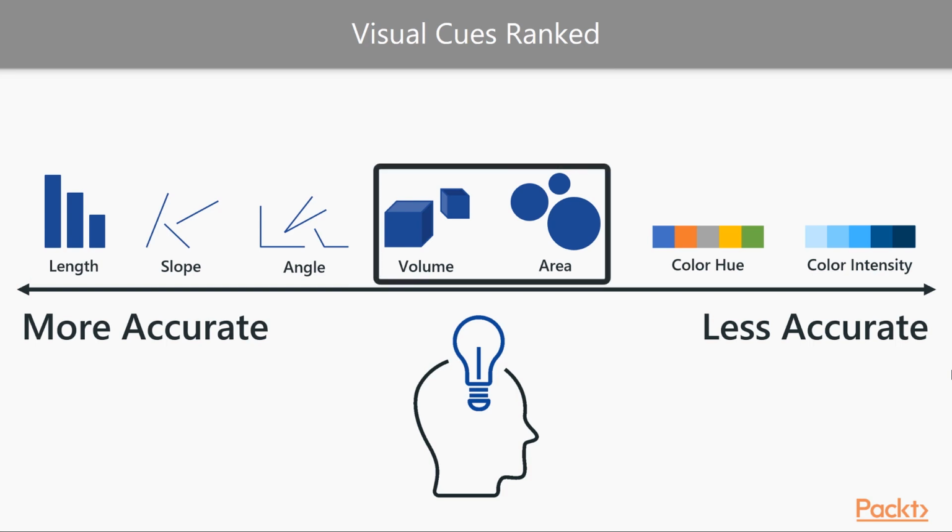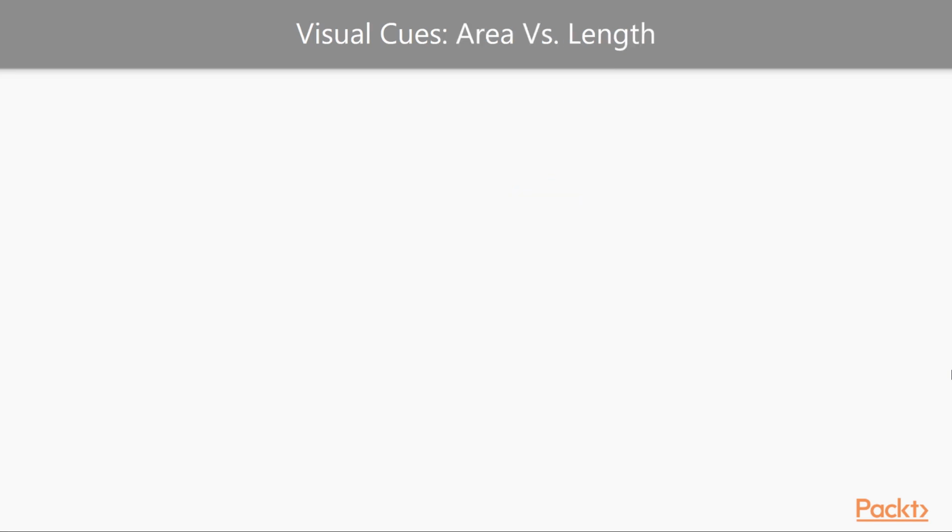There are certain chart types that often deploy these cues. Certain charts that you've probably seen hundreds, if not thousands of times. So let's explore some examples to see how drastic the change in data perception can be between these chart types. Let's compare area versus length.